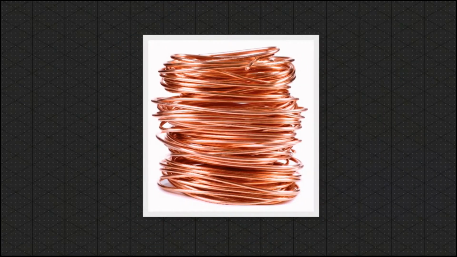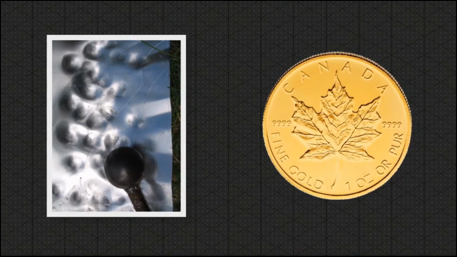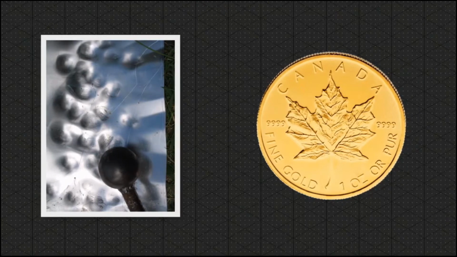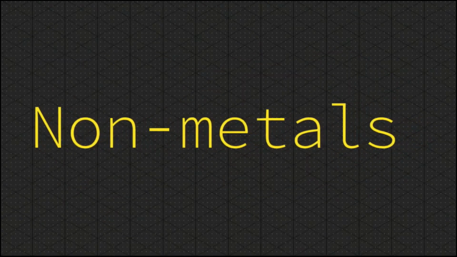Metals are also great conductors of electricity and heat. And also, metals are both malleable and ductile, which means they're able to be pounded into thin sheets or stretched into thin wires. The next group of elements are called nonmetals.